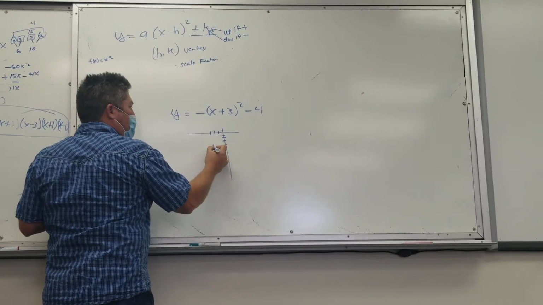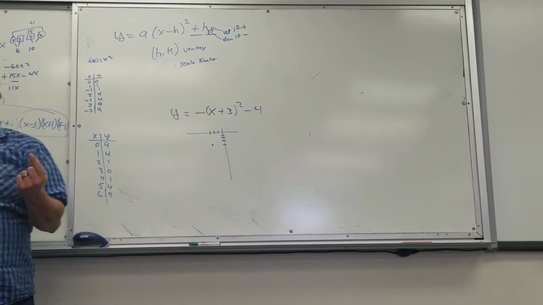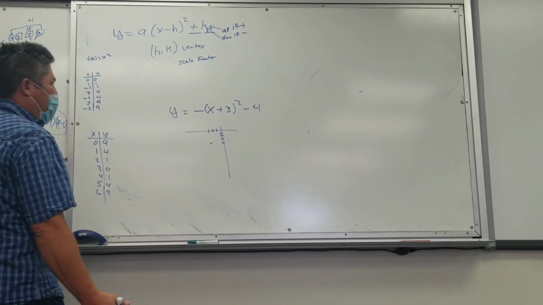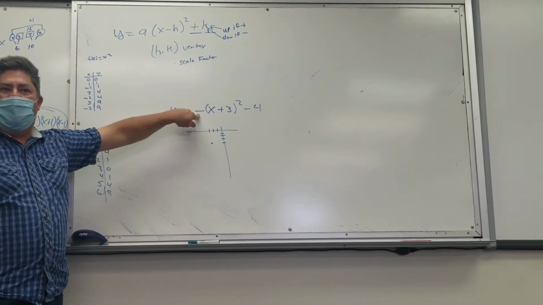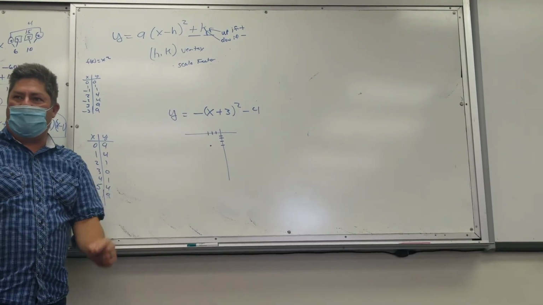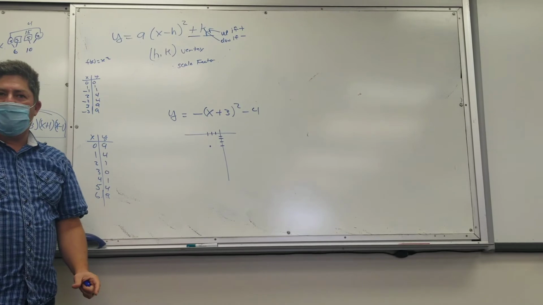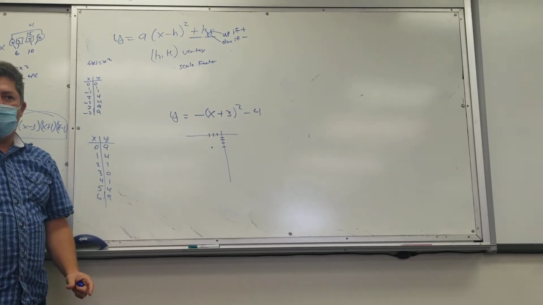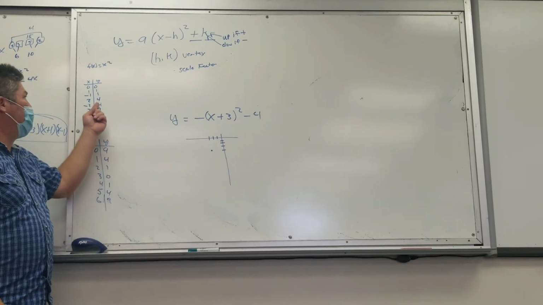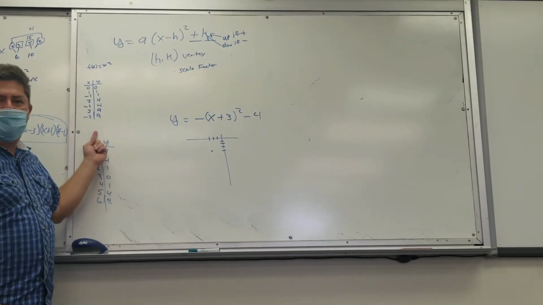Wait, what about the negative on that? What about the negative in front? It should open what? It should open down, right? Should it follow the same pattern though? -1, is it going to go over 1 and down like 2 or 3 or 4? No, it's going to go over 1 and down what? 1. Over 2 and down 4. Over 3 and down 9.